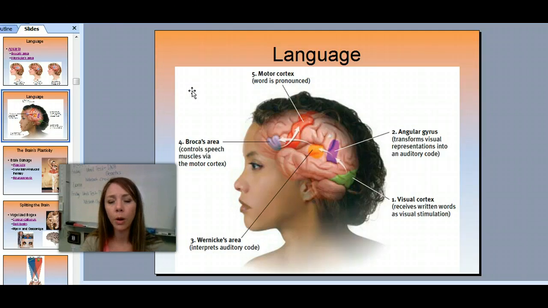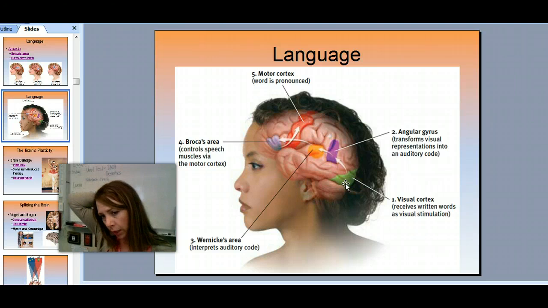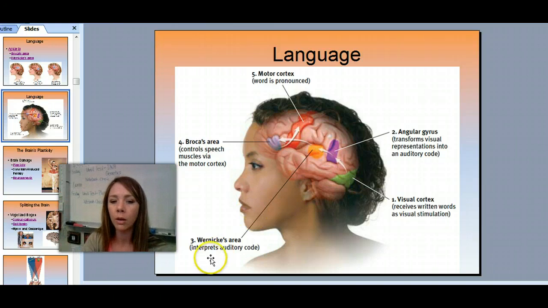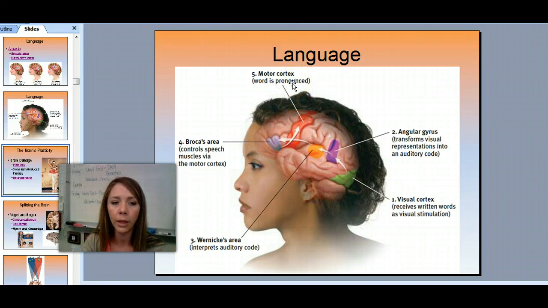Your language part then is involved in all this very complicated process. You actually have to see it. So your visual cortex goes to your angular gyrus, which transforms the visual into an audio code even though you're not hearing anything. That goes to your Wernicke's area that interprets that auditory code. Remember, understanding it. Broca's controls your speech. The motor cortex is responsible for saying it. So there's a lot of things that are involved with language.